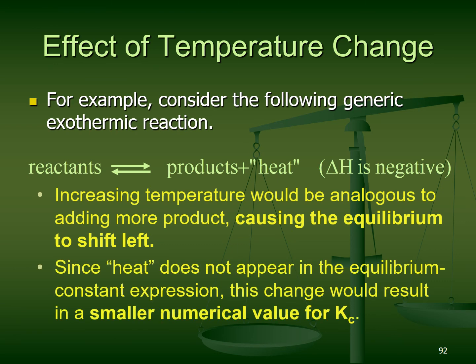Now, heat, or delta H, does not appear in the equilibrium constant expression. So actually what happens is that the value for K changes if you change the temperature. If you increase the temperature, the K value will decrease. And so that's what's happening here. But you can always tell which way it shifts by whether the heat is a product or a reactant.